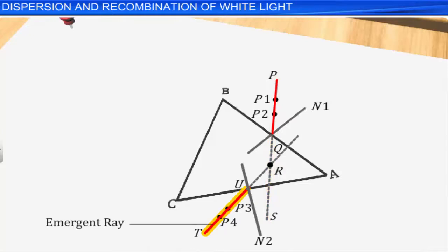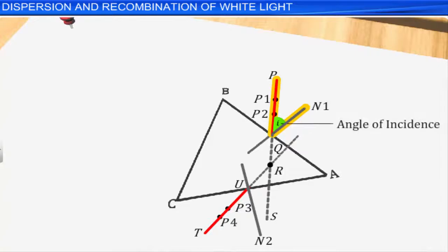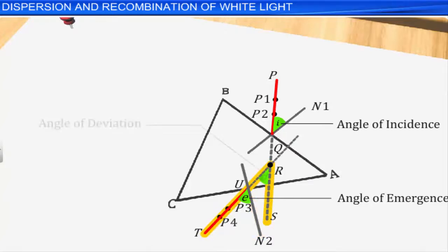The angle PQN1 made by the incident ray PQ with the normal N1 is called the angle of incidence I. The angle TUN2 made by the emergent ray TU with the normal N2 is called the angle of emergence E. Now, angle SRT is called the angle of deviation D. The angle of deviation is the angle by which the incident ray deviates.